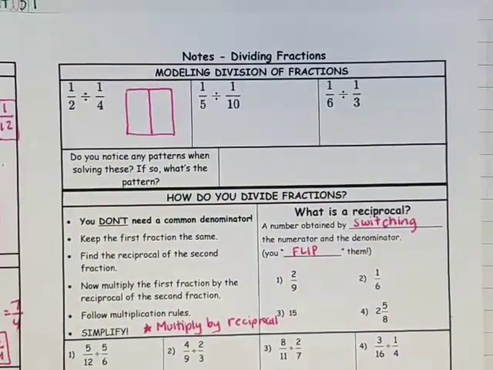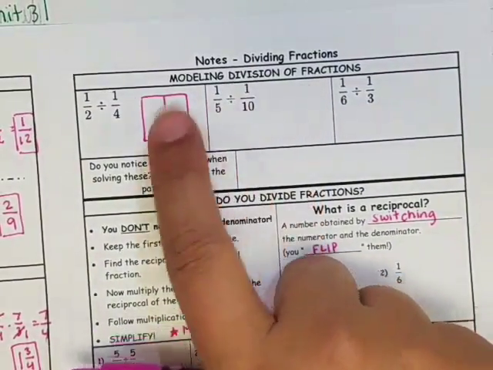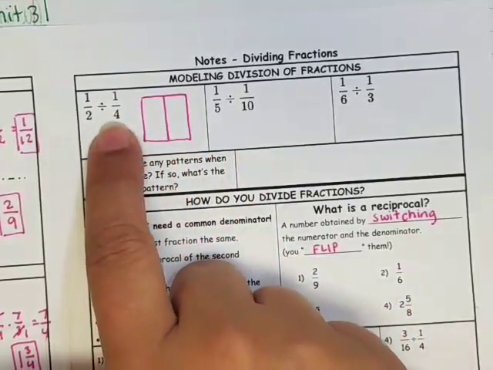Now we're moving on to division. Division, we're going to model it first, and then we're going to try to notice a pattern. So 1/2 divided by 1/4.